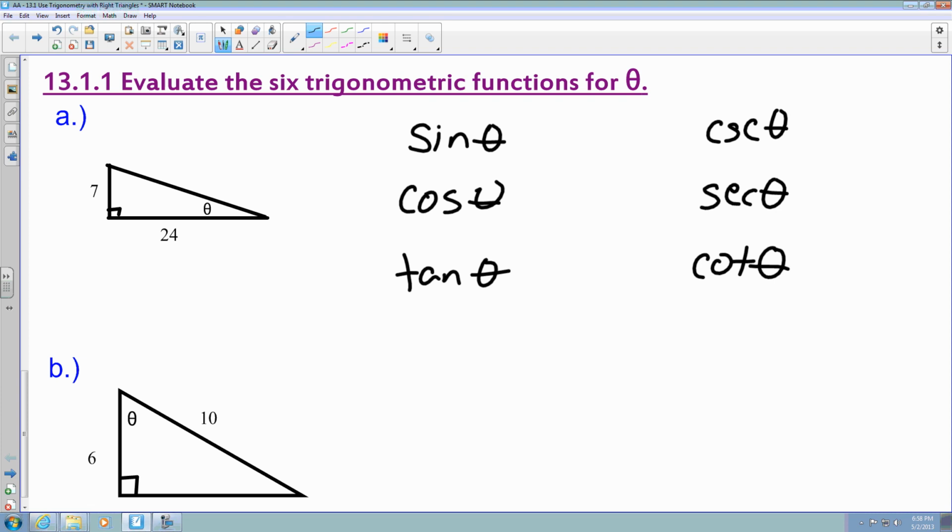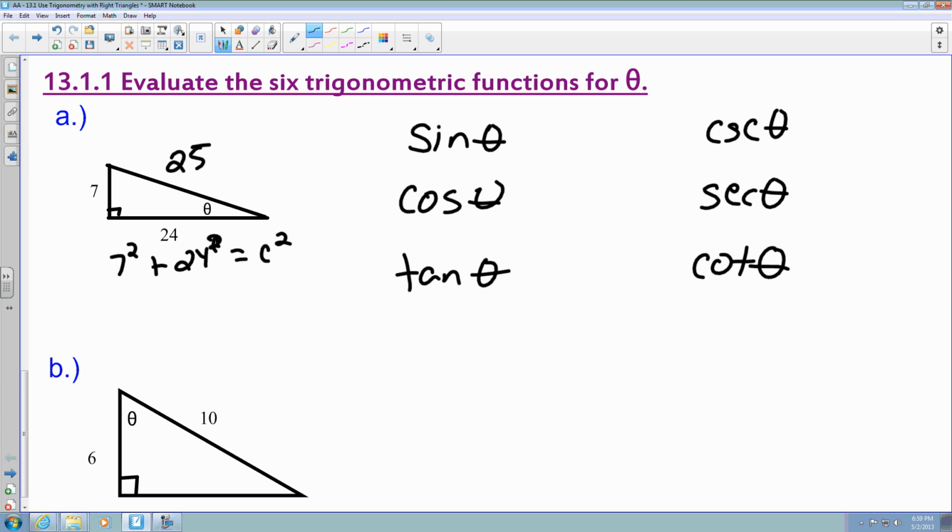They don't give us the hypotenuse, but we can find it by using the Pythagorean theorem. So I can go 7 squared plus 24 squared is going to give me c squared. And that's going to be 49 plus 576, which gives us 625. The square root of 625 happens to be 25. So if I use my definitions that we had above, I can figure out what sine, cosine, tangent, secant, cosecant, and cotangent of theta are.